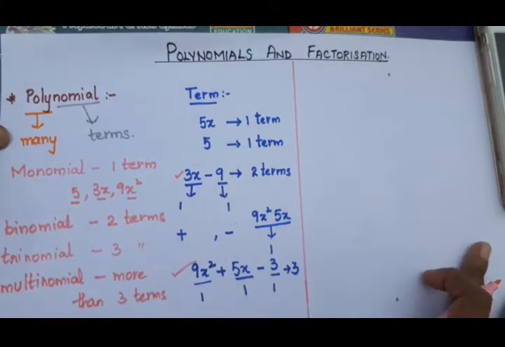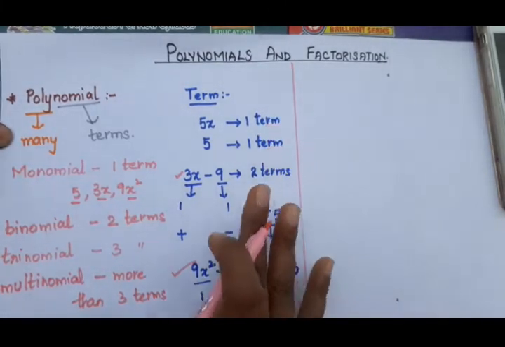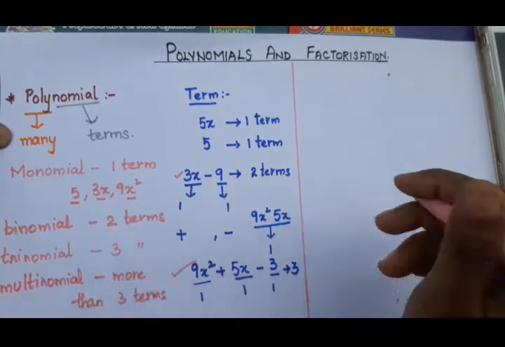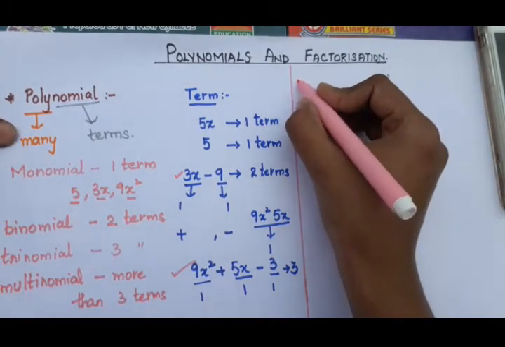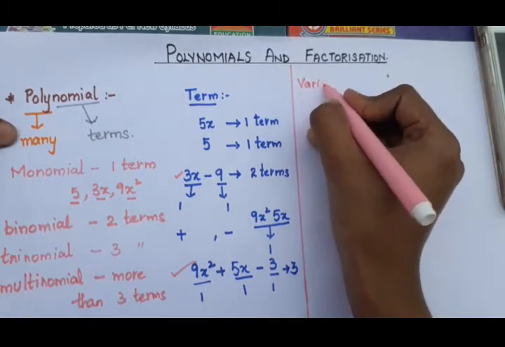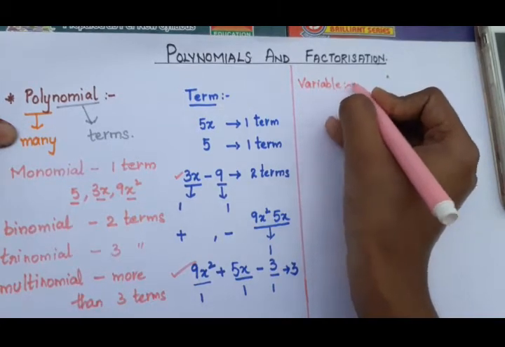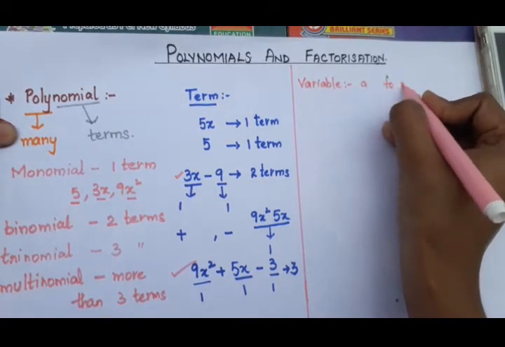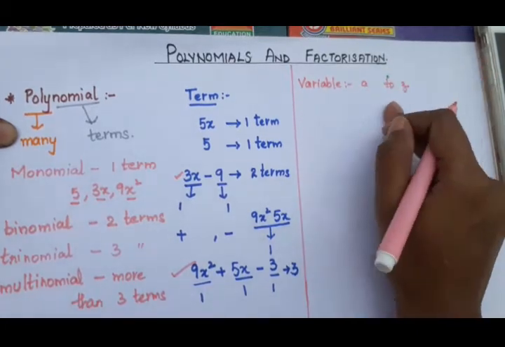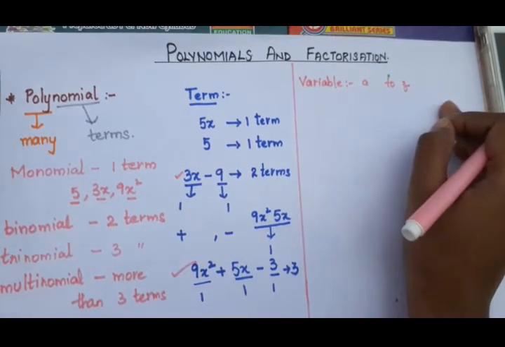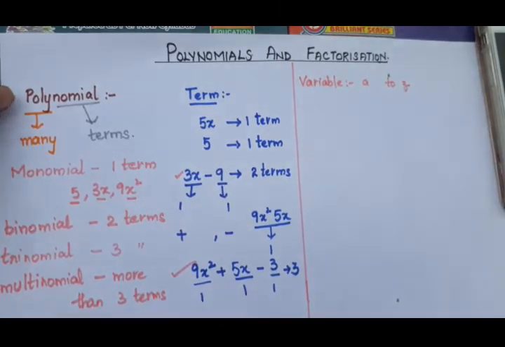Now see here, terms, all you have understood, right? Now variables, what do you mean by variables, children? All the alphabets A to Z are nothing but variables. Now in this class we will be discussing polynomials and non-polynomials: when it is said to be a polynomial and when it is said to be a non-polynomial.